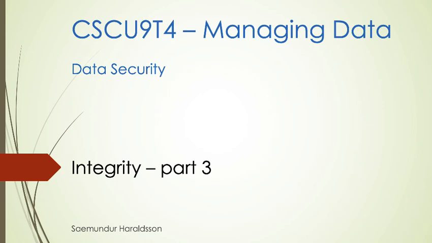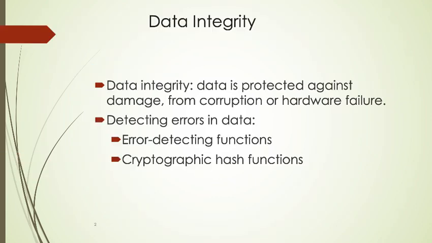In this video, I'm going to cover examples of methods to ensure integrity of data, or more specifically, methods to detect data errors. Now, ensuring data integrity involves being able to detect errors in data, damage to it, or corruption, either by software or hardware failures. You can do that in multiple ways.